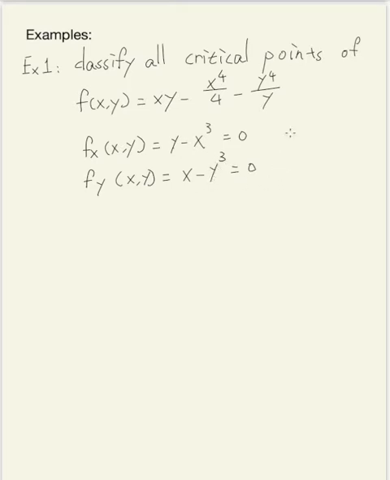Okay, now from the first equation, we know that y equals x cubed. Therefore, plug this into the second equation, we get x minus x to the 9th equals 0. Or equivalently, x times 1 minus x to the 8th equals 0. That tells you x is 0 or x equals plus minus 1, because x to the 8th equals 1 gives you two solutions, 1 and minus 1.